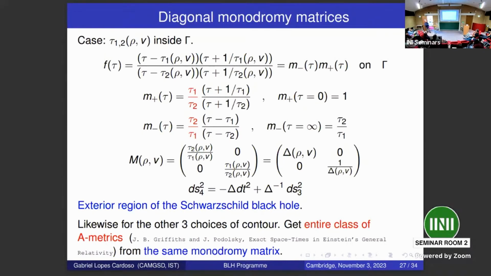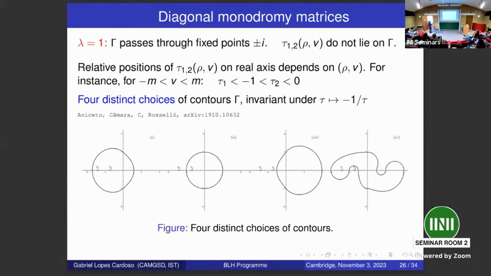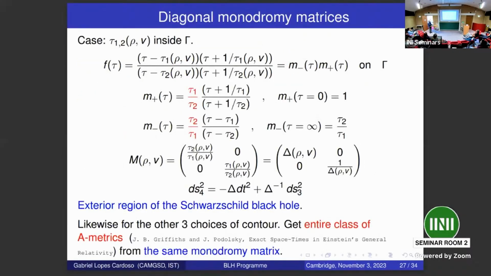Now you can look at the space-time meaning of that, and you find it's the exterior region of the Schwarzschild black hole. But you could have done exactly the same thing with respect to any of these other 3 contours, in which case you discover that, putting it all together, 4 contours, 4 different solutions, you end up generating the entire class of A metrics, which is a terminology used in Griffiths and Podolsky. And it's all coming out of one and the same monodromy matrix.